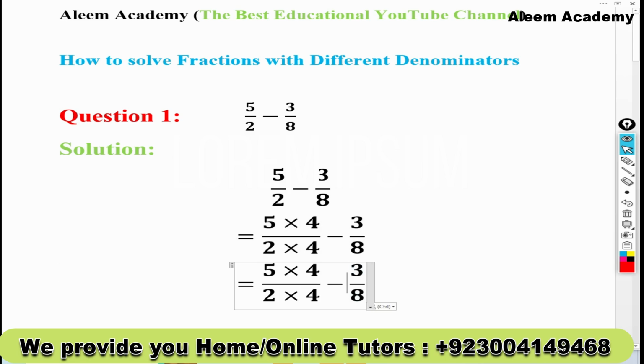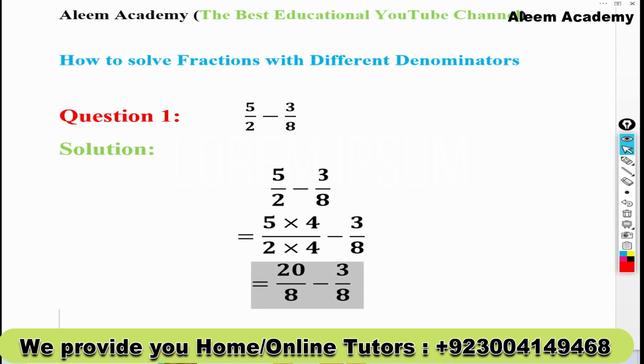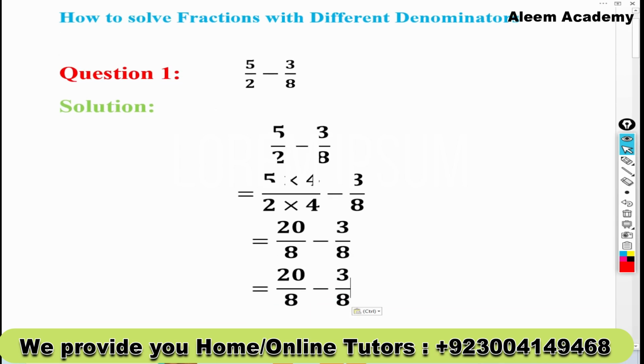Okay, now see, 5 4 times is 20 and 2 4 times is 8. So now you see the denominators are the same. So now you have to put a single line in there. You have to convert them into a single fraction. So you just put a single line and write 8 in the denominator, and in the numerator you have to write 20 minus 3. Now this question is very easy for you.